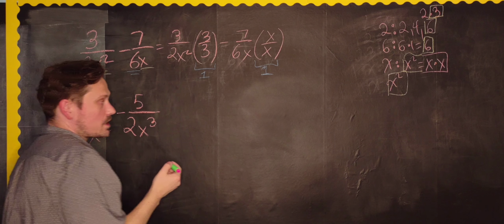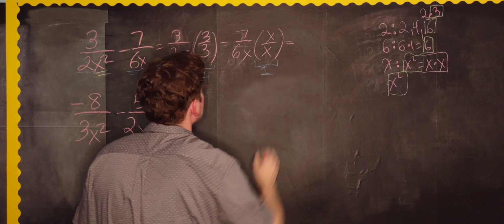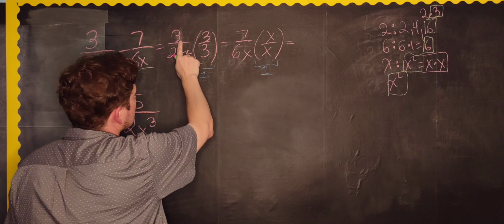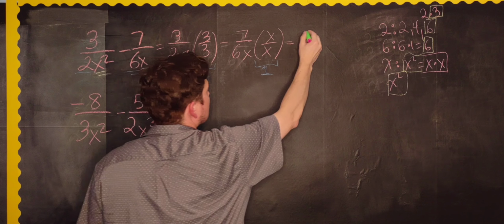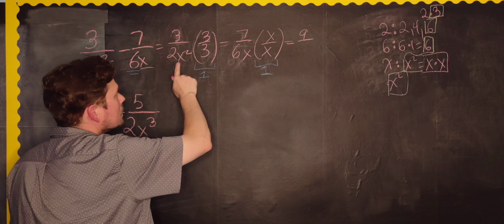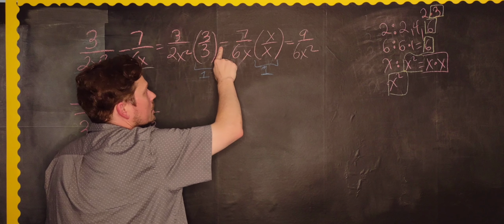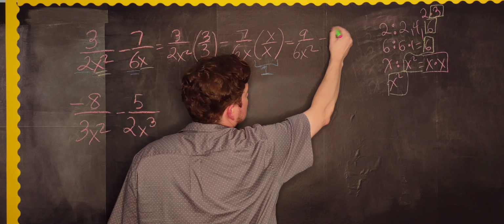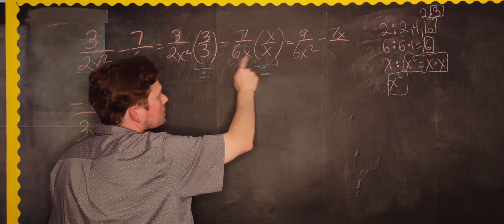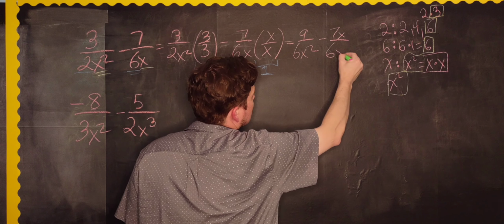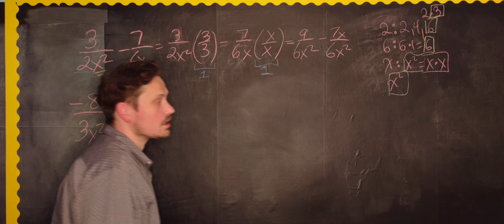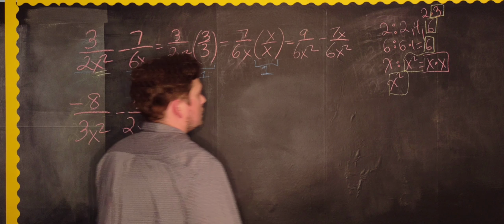All right, then you go through this process a little bit. So let's see. Work on this. 3 times 3 is going to give you a 9. Then 2x squared times 3 is going to give you 6x squared. Then you're going to have negative 7x, so minus 7x. And then you're going to have 6x times x, which is going to give you 6x squared. And now the denominators are the same. So that's what we want.